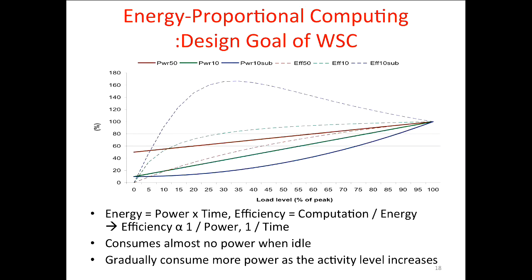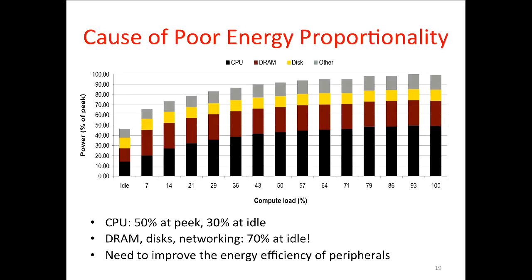So further, if the power decreases sublinearly, then we can achieve much better energy efficiency when the server is utilized from 20% to 60%. So this is what we have to achieve here. This is the concept of energy proportional computing. However, in reality, it's hard to achieve this, right? So let's see why that is the case.